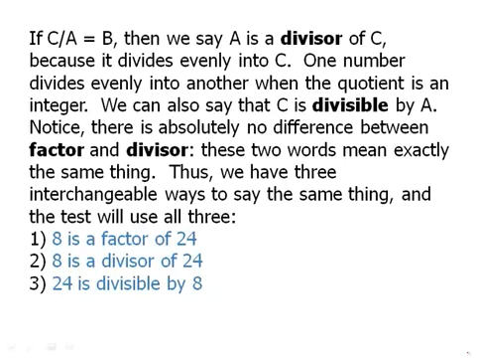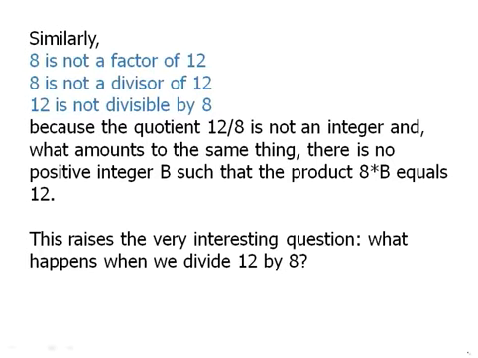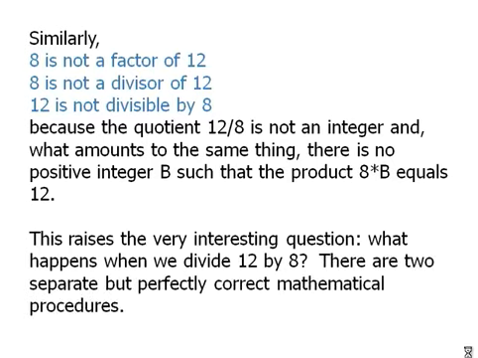And so don't be confused. The test might use different wording in different questions. Similarly, 8 is not a factor of 12, 8 is not a divisor of 12, and 12 is not divisible by 8 because the quotient, 12 divided by 8, is not an integer. And what amounts to the same thing, there is no positive integer b such that the product, 8 times b, would exactly equal 12. This raises the interesting question, what happens when we divide 12 by 8?